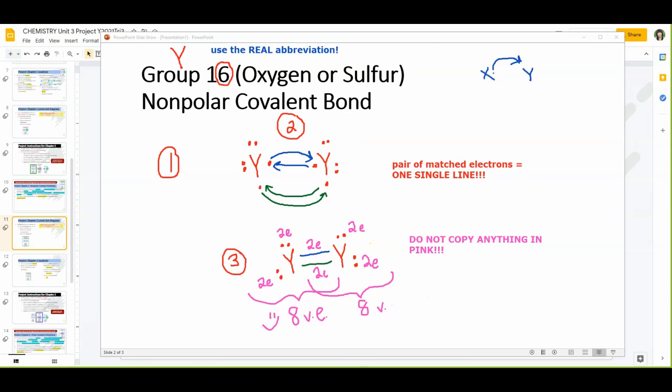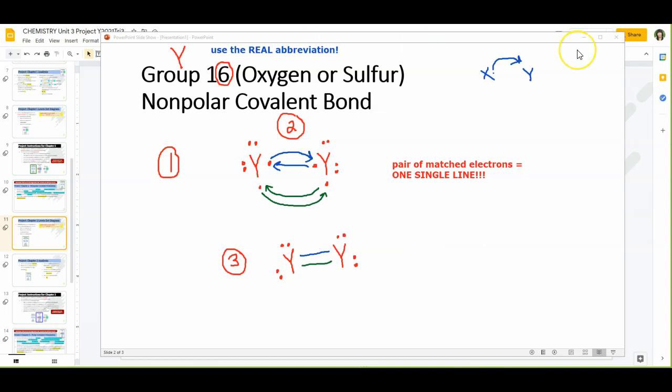You only need to copy what is in red, blue, and green here. You don't need to use different colors. The different colors were just to make sure that it makes sense to you. Pause the video, continue playing when you are ready. If you did a group 15 element, go ahead and just hold on for a second, and we will then talk about that one.